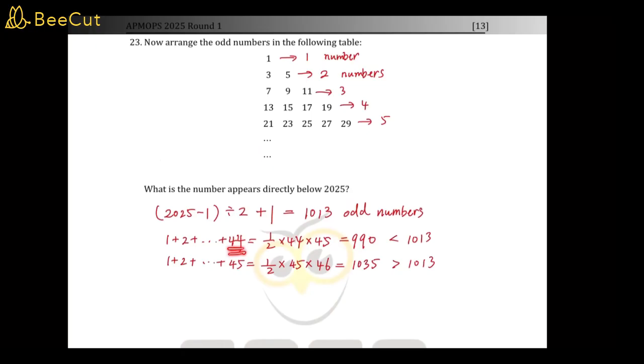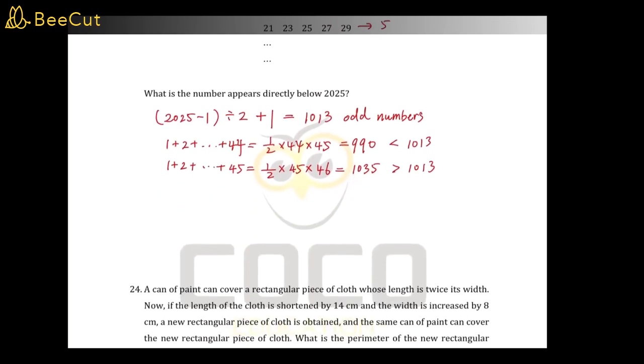So until the row 44, we have 990 odd numbers. Until the row 45, we have 1035 odd numbers. Means that this number 2025 is on the row 45. It's after the row 44. So row 45 contains the number 2025. We want to find a number that's directly below 2025.